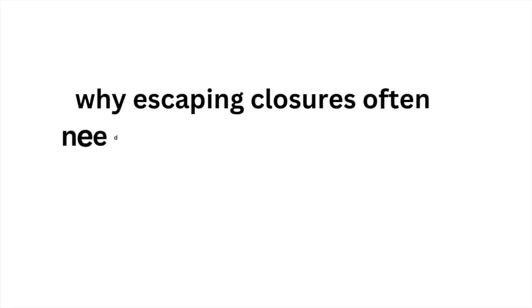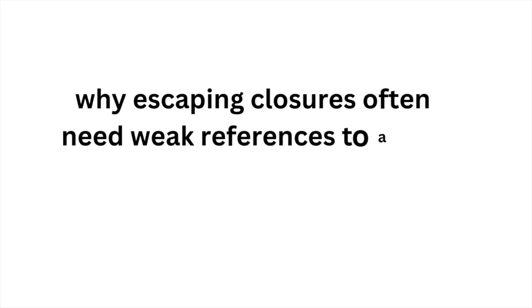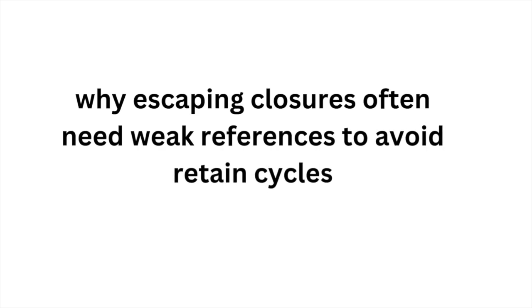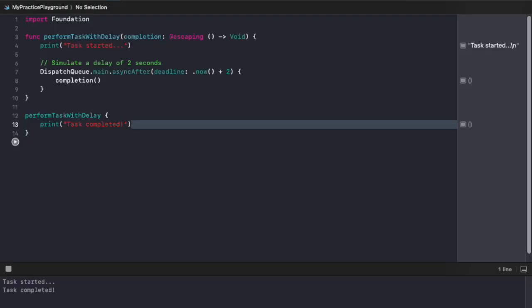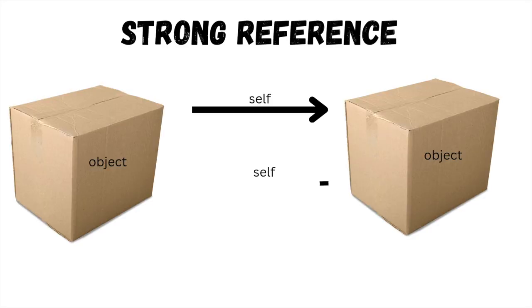Now let's discuss why escaping closures often need weak references to avoid retain cycles. Retain cycles can be a common issue with escaping closures, especially when they reference self in classes. Understanding retain cycles: when we use escaping closures, especially in asynchronous tasks, these closures can hold a strong reference to any object they capture, including self.